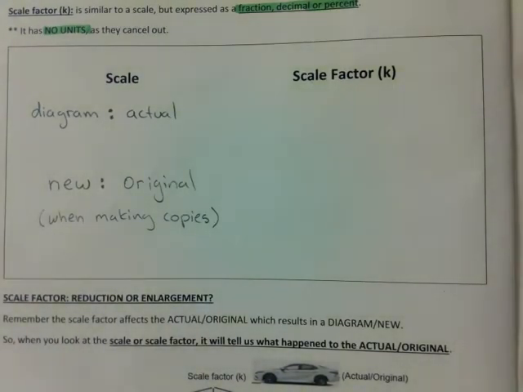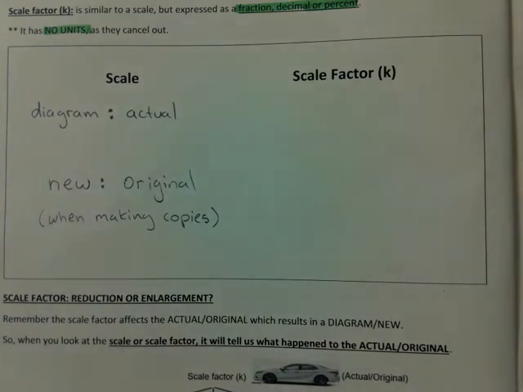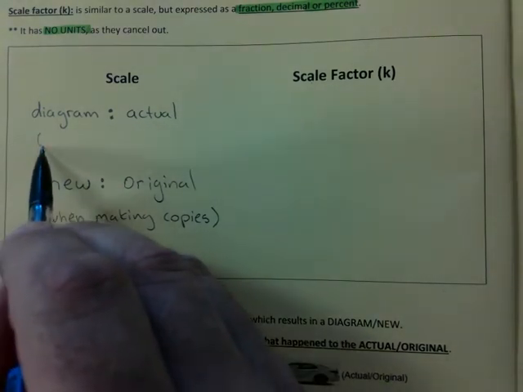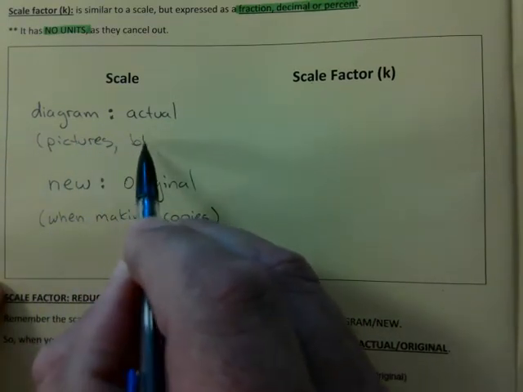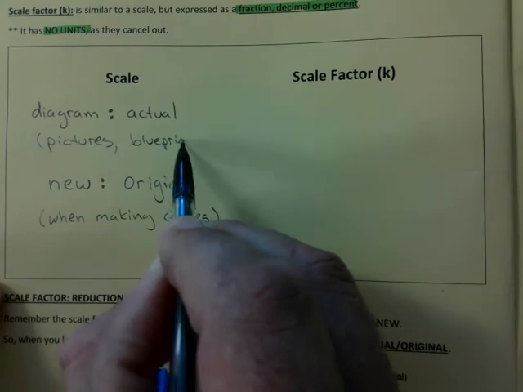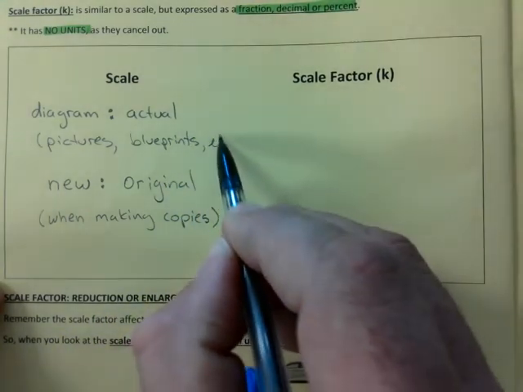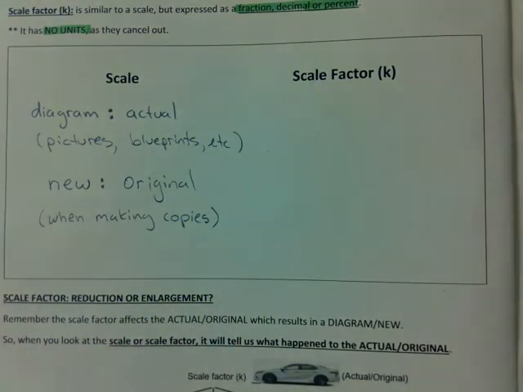Okay, when you're making a copy of something, so let's say a manufacturer, like an Amazon seller, is selling an object, and they need boxes that are a certain size, and now you're saying, hey, we need a box that is twice as big, right? You're making a copy of that original. And diagram and actual, obviously, when you're looking at pictures, right? When you're dealing with pictures, blueprints, etc., then we would rather use diagram actual. Okay?